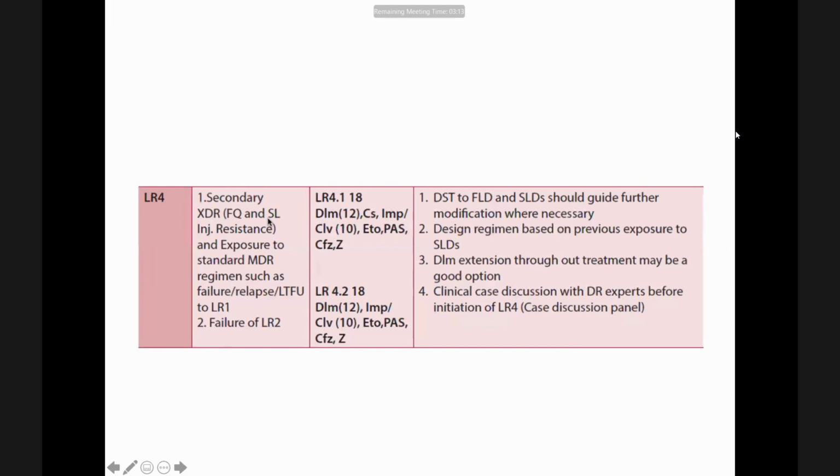And LR4, so LR4 is for secondary XDR. Okay, secondary XDR. In that, LR4-1 is for 18 months, and then LR4-2 for 18 months. So these are the regimens that you are going to use. Okay, so 18 months of delamanid for 12, cycloserine, imipenem and clavulanic acid for 10 months, and then ethionamide, PAS, and clofazimine, and pyrazinamide. So these are the LR1, LR2, and LR4.